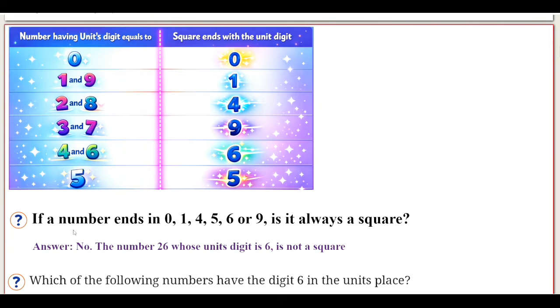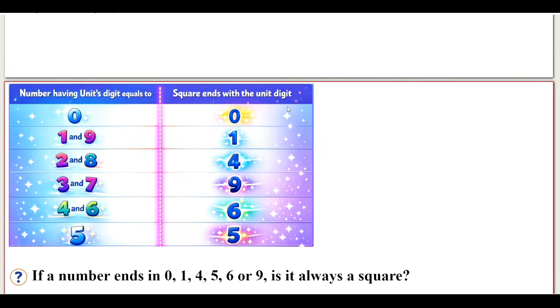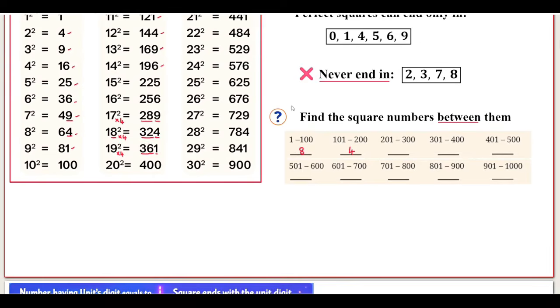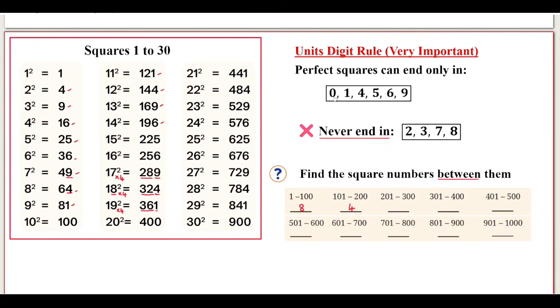The next one: if a number ends in 0, 1, 4, 5, 6 or 9, is it always a square number? We have learned here that the square numbers can end only in 0, 1, 4, 5, 6, 9. Now the question is, if the number is ending with these digits, should it be a perfect square number? What is your answer? Actually the answer is, it can be or cannot be a perfect square number.